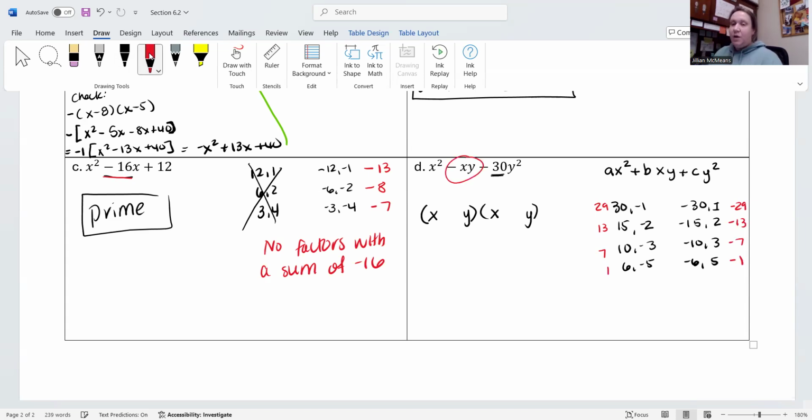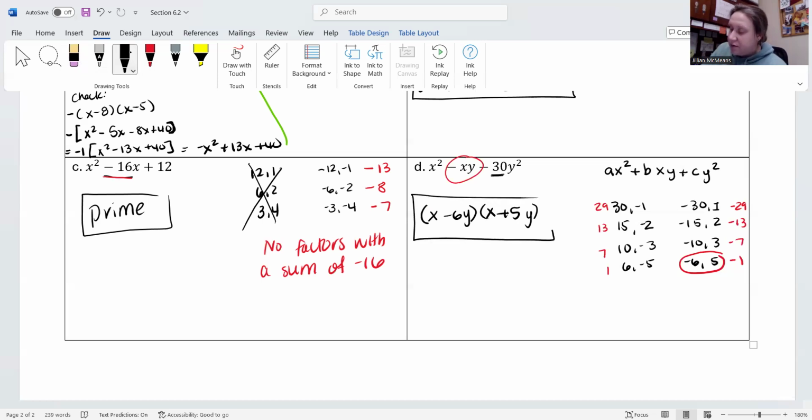Now, we need our middle coefficient to be -1. So which of these pairs has a sum of -1? This pair right here. Watch your signs, okay? So now I just want to fill in a -6 and a 5. And that's it. Well, let me rewrite that so it's a little easier to read. And there's your final answer.